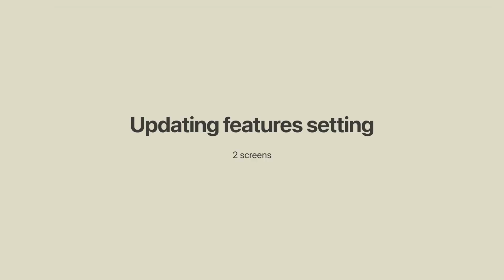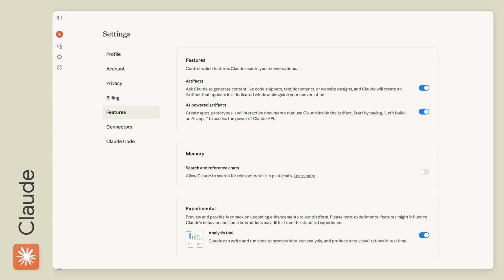After this, let's walk through updating features setting. Disable features in settings. Features disabled successfully.